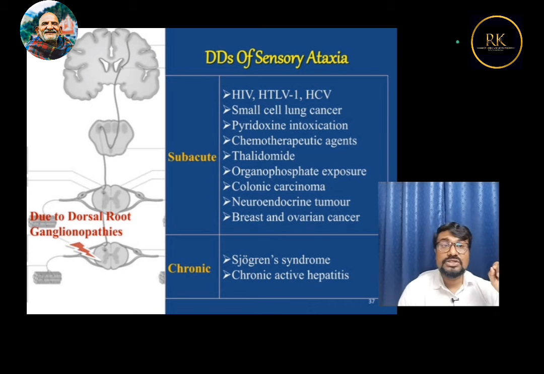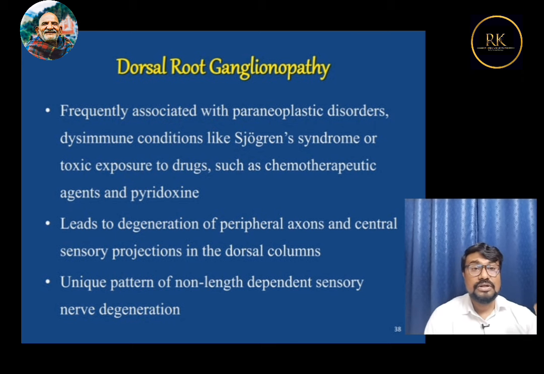Then the causes of sensory ataxia at the level of dorsal root ganglia. Subacute causes include HIV and hepatitis C, small cell lung carcinoma, pyridoxine intoxication, chemotherapeutic agents, thalidomide, organophosphate exposure, colonic carcinoma, and neuroendocrine tumors. Chronic causes include Sjogren's syndrome and chronic active hepatitis. Dorsal root ganglionopathy is frequently associated with paraneoplastic disorders, immune conditions like Sjogren's syndrome, or toxic exposure to drugs like chemotherapeutic agents and pyridoxine, and it leads to degeneration of peripheral axons and central sensory projections to the dorsal columns.